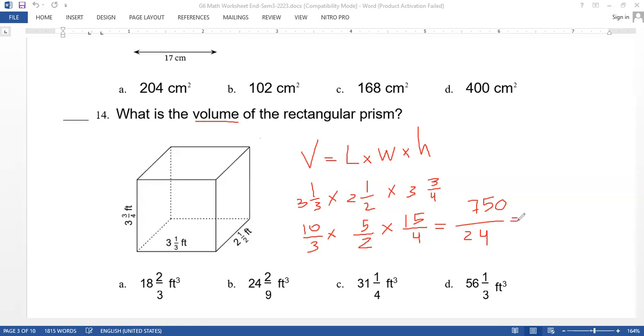Now we directly can make long division, or we can simplify by 2. This by 2, this by 2. This will be 12. And this will be, what's half of 750? It's 375.